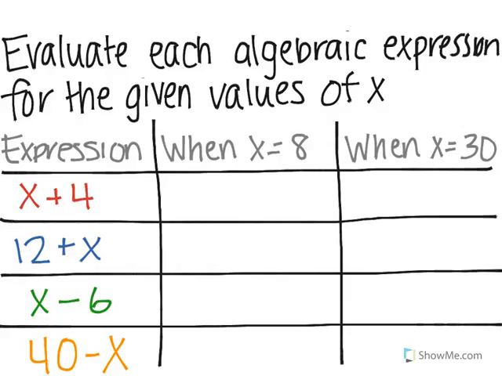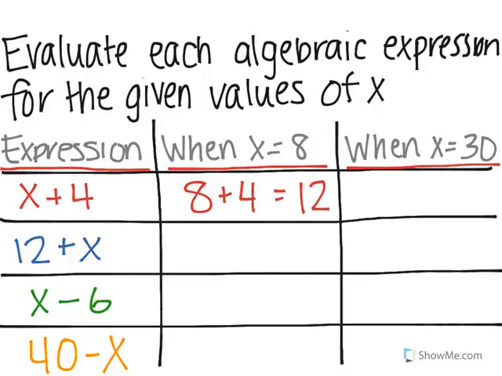So evaluate each algebraic expression for the given values of x. So over here in this column right here, I have our expressions. There are 4 of them. In this column, we're going to do x equals 8, and over here, it's x equals 30. So I'm going to rewrite all of these. So when x equals 8, instead of x plus 4, I'm now going to have 8 plus 4 equals 12. And instead of x plus 4, I'm going to have 30 plus 4 equals 34.